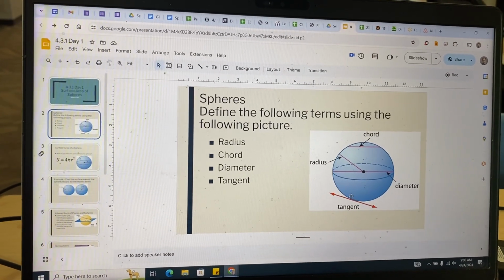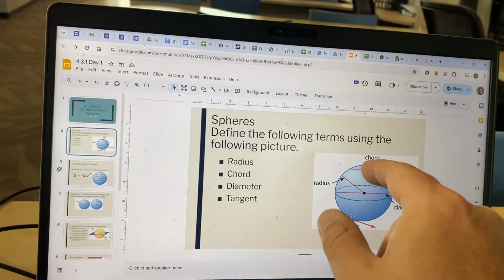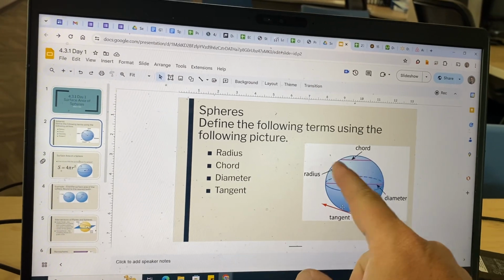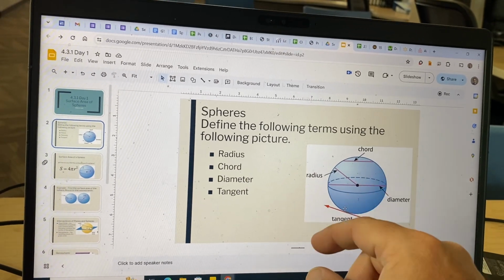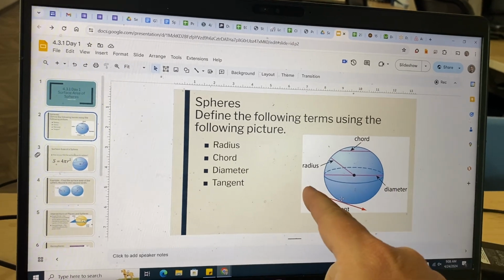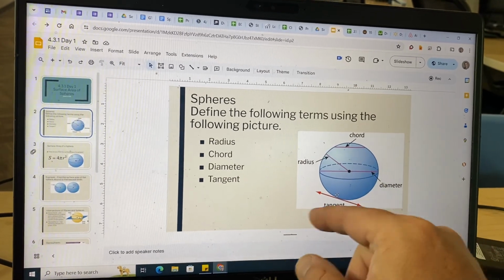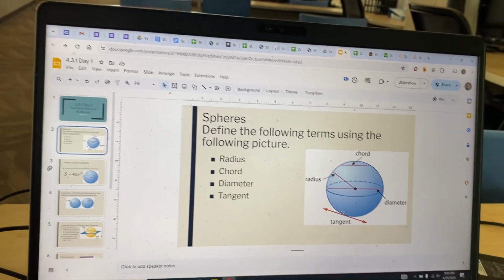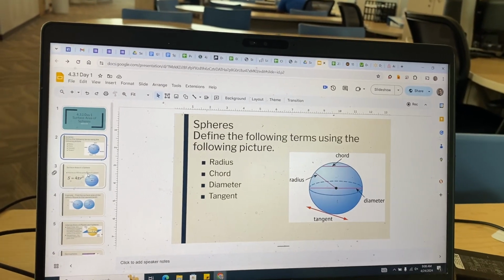The chord is still going to be like a circle, but it just connects any 2 points on the sphere. And then our diameter is going to go through the center all the way, connecting 2 points. And again, the diameter, if you cut it in half, it's still going to be the radius. The tangent is going to touch in one place.